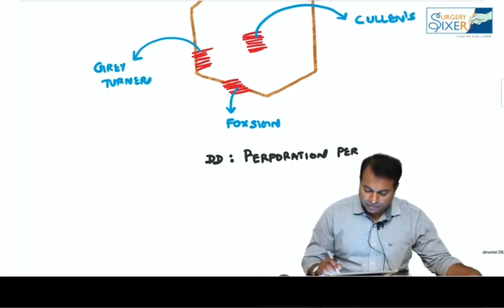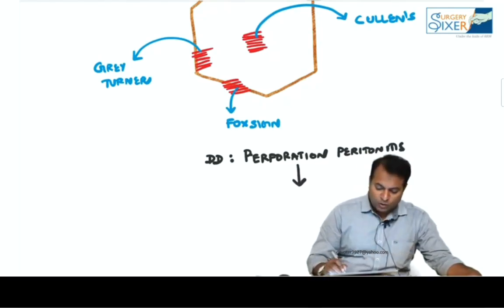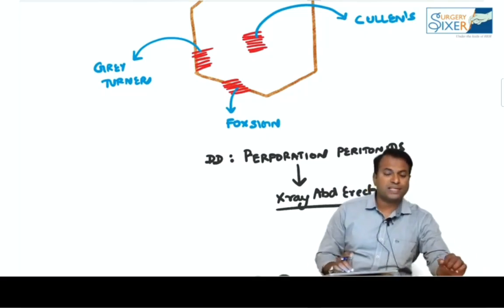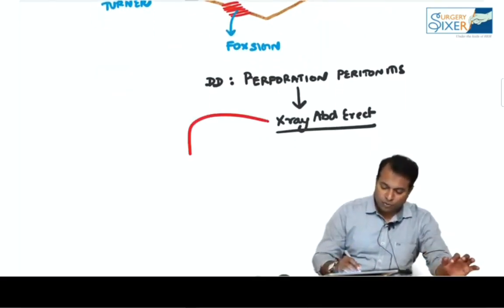So what will you do immediately for a perforation peritonitis patient? Can you tell me? Whenever there is an acute pancreatitis patient, you will immediately send them for an X-ray abdomen erect. This is routinely done because we have to rule out perforation. If it is a perforation, we have to operate immediately. Therefore, we send the patient for X-ray abdomen erect.